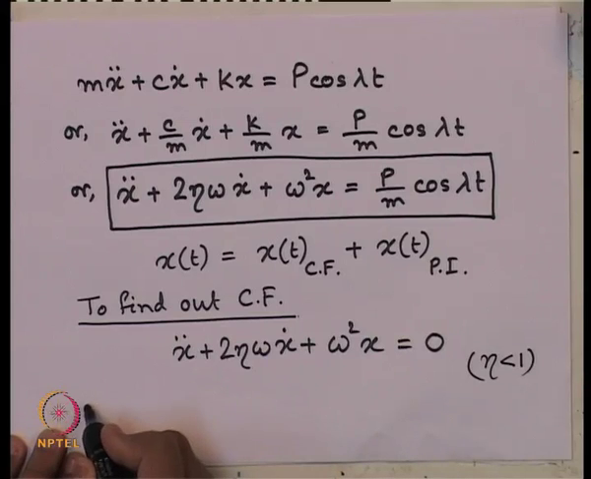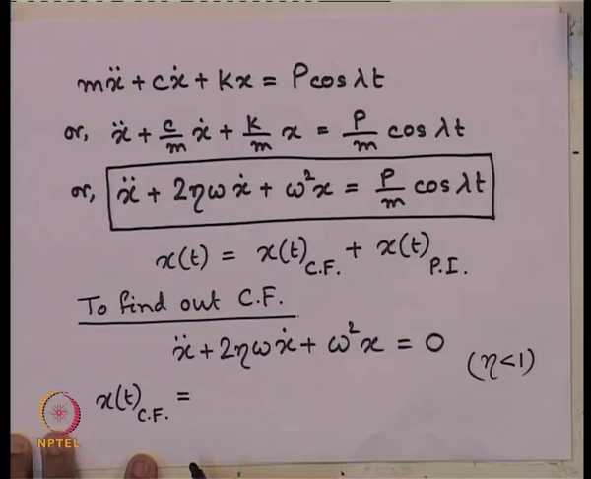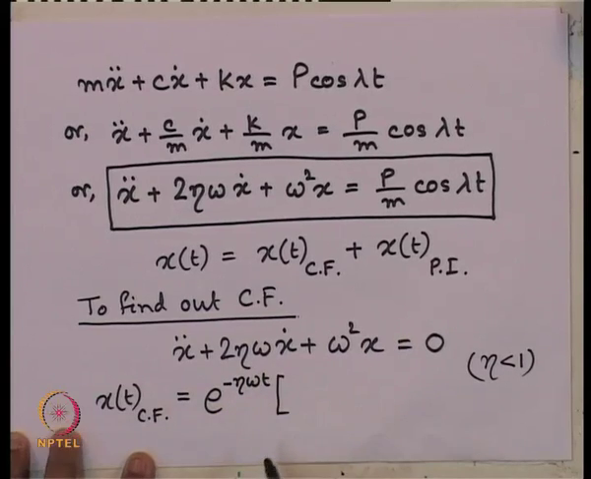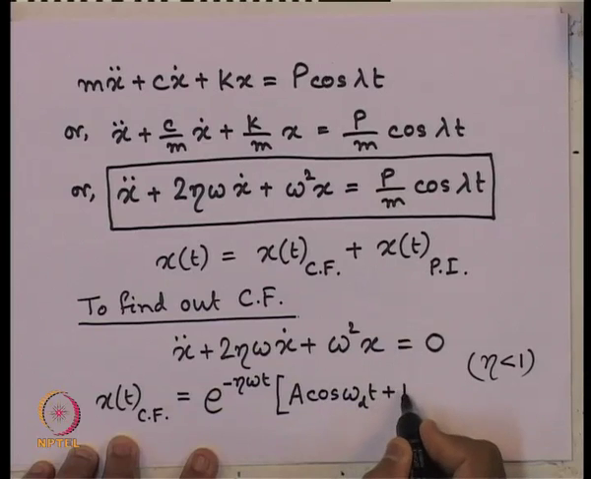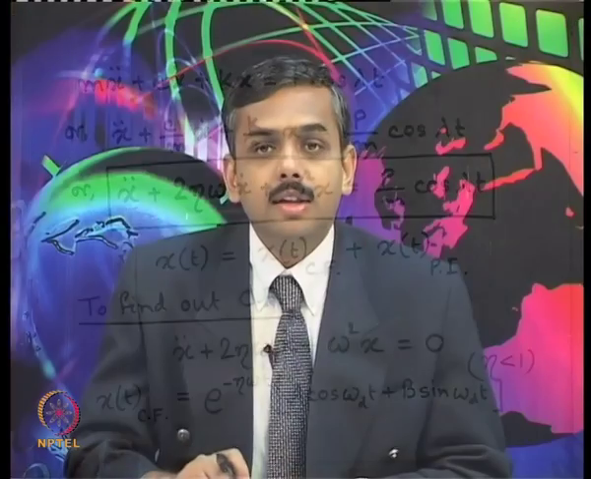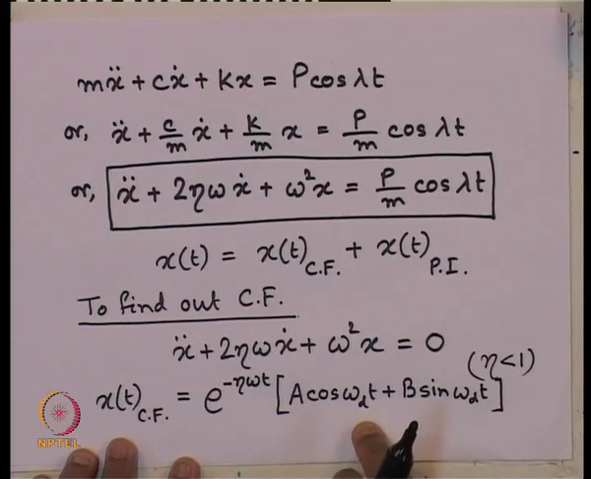So, when we are writing down the solution x of t, the complementary function is known to us. What was the solution? Solution was e to the power minus eta omega t times a cosine omega d t plus b sine omega d t. That was the solution. One point I want to highlight here: in this solution when we are writing the constants a and b, we need to put here a and b only, not x naught cos omega d t plus that function of x naught and x naught dot of sin omega d t.